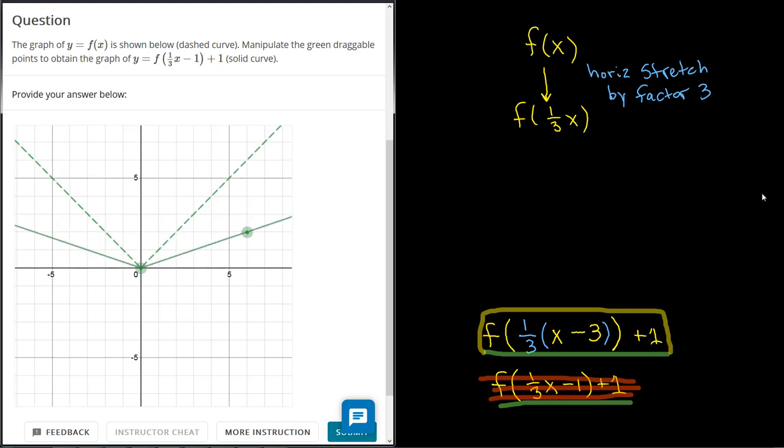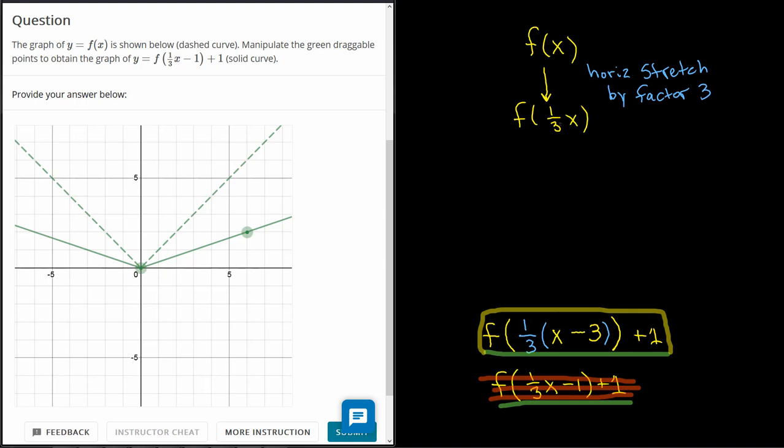So if I want to draw the graph of this, it is now shown in that solid graph, because x turning into 1/3 x is a horizontal stretch by a factor of 3. Okay, now let's think. I still want to get to my target.